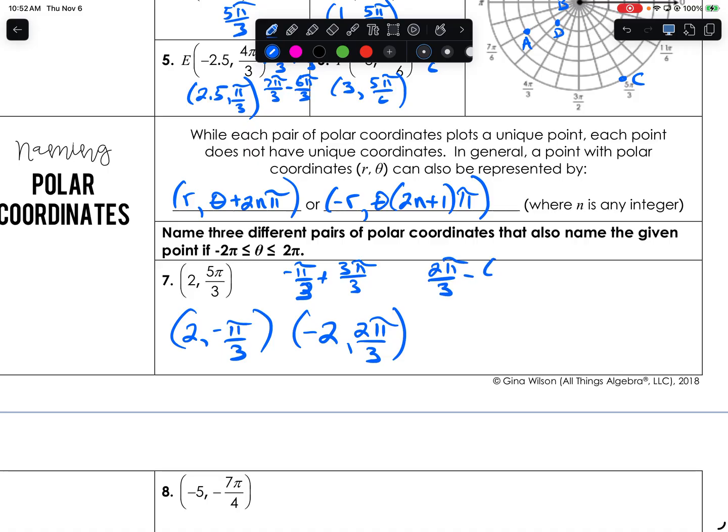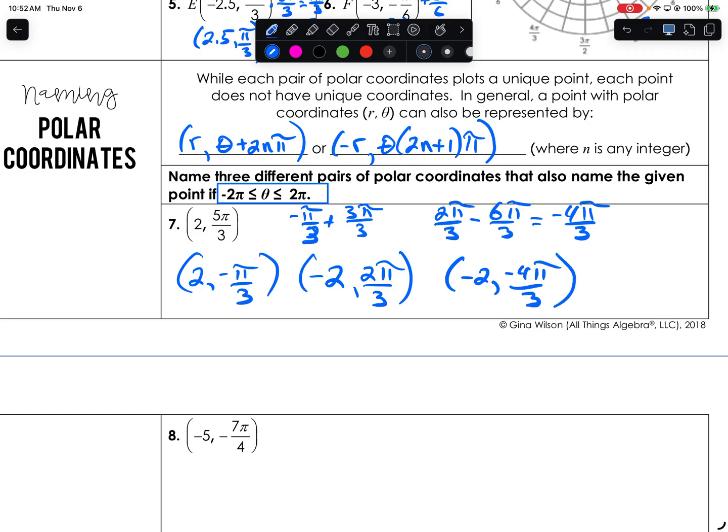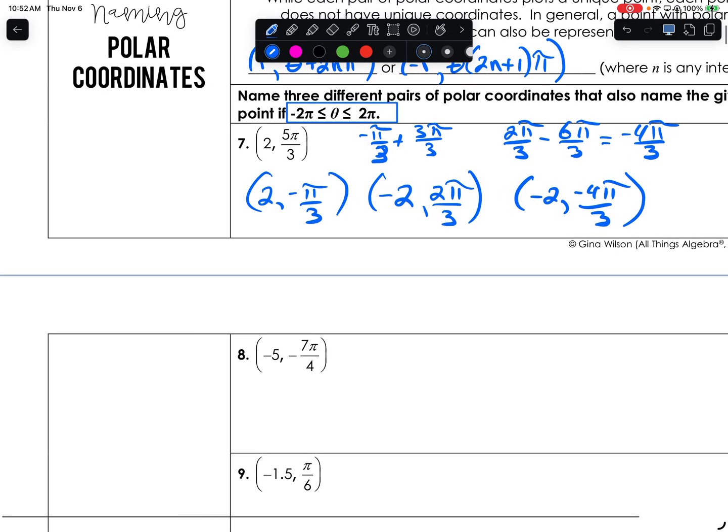Subtract. So I'm going to subtract 6 pi over 3. And I get negative 4 pi over 3. Is negative 4 pi over 3 within this range right here? Sure is. Right, so my third point then is negative 2, negative 4 pi over 3. We're going to do one more together, and then I want you to try and struggle through one of these. Okay. It's super confusing. Okay, we're going to practice.